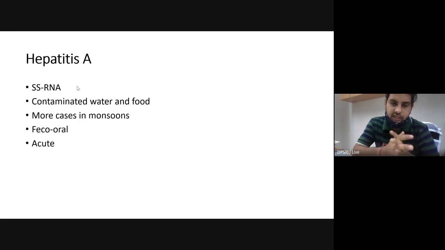As I told you, hepatitis A is a single-stranded RNA virus, and it is mainly transmitted through contaminated water and food, and we observe more cases particularly in monsoon. The reason is that contaminated water and food are much more common in monsoon seasons. Fecal-oral transmission is there, but fortunately this kind of hepatitis is acute, meaning the inflammation will happen for a certain time and after that it will be resolved, right?